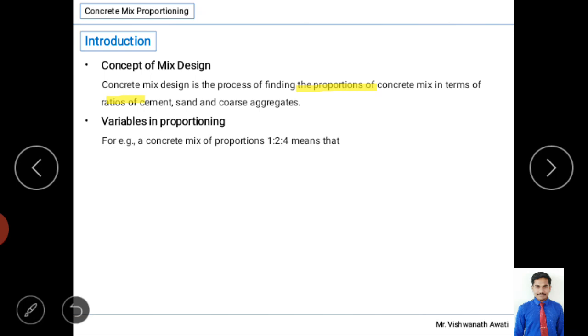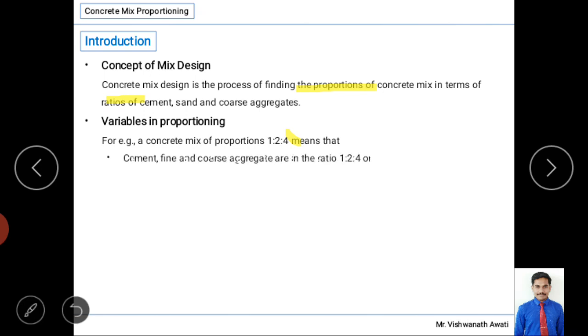Next is variables in proportioning. What does that mean? For example, the concrete mix proportion is 1 is to 2 is to 4. You have not studied earlier what ratios mean, so here the ratio is given in terms of 1 is to 2 is to 4, and now we will get to know what this means.